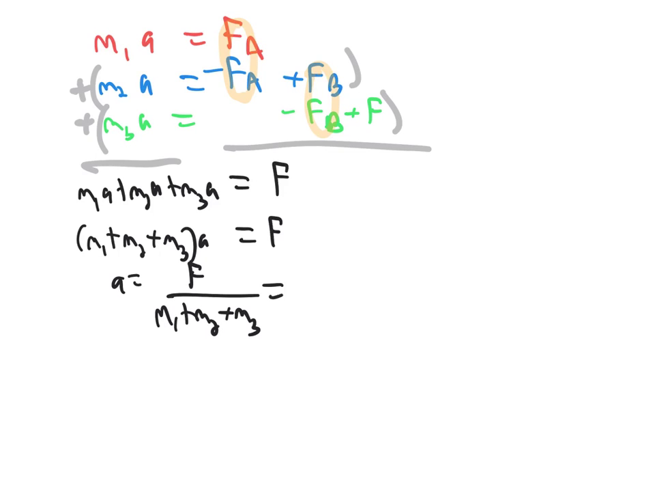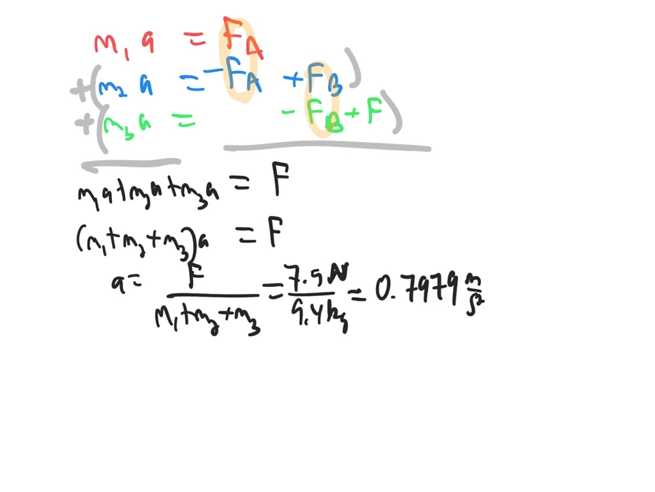It says that the force applied, 7.5 newtons, over the total mass, which is 9.4 kilograms, gives us 0.7979 meters per second square, where I'm keeping an extra sig fig because we don't care about A, but we're going to use it in a lot of calculations.